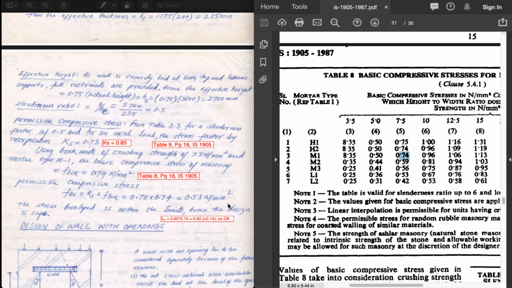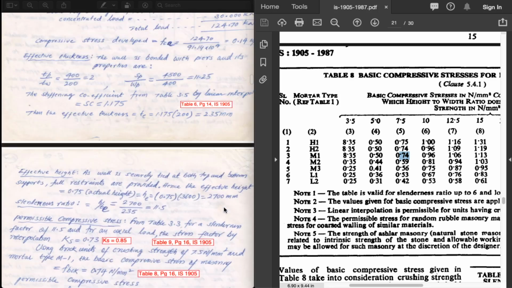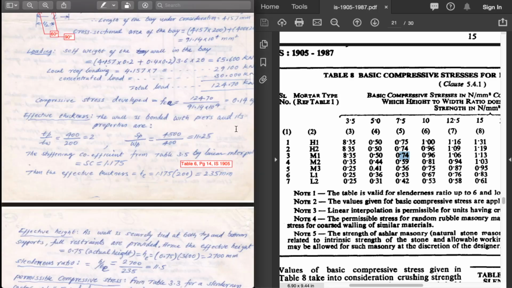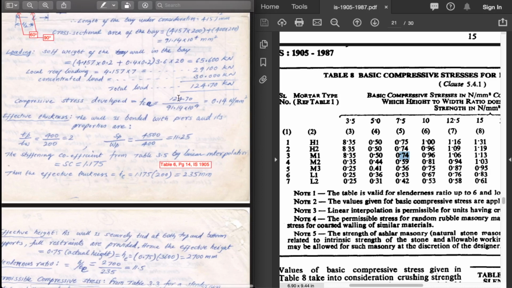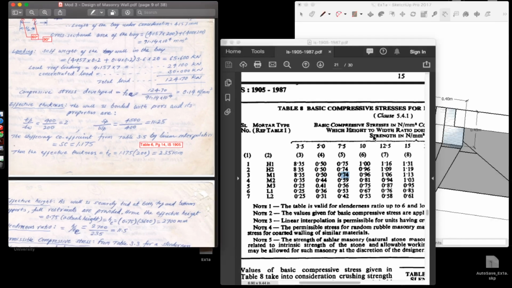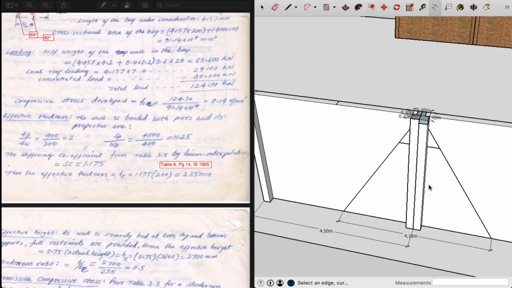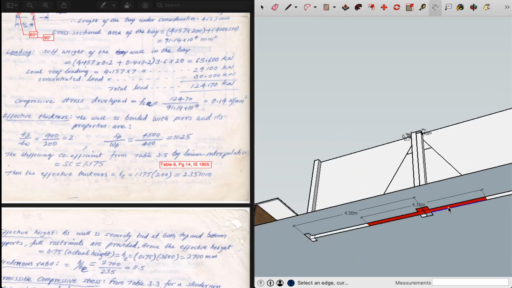0.629. That is the permissible compressive stress, and that is actually greater than 0.14, which you have got over here. The total actual load, that is 124 kilonewtons, arises by virtue of self weight, concentrated load, and the roof load to the area shaded in red. The entire load on this red area is 124 kilonewtons, and the stress developed is 0.14 newton per mm square. That is the actual on-site stress developed in that shaded area.